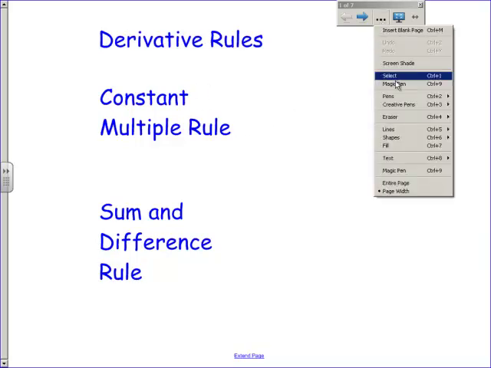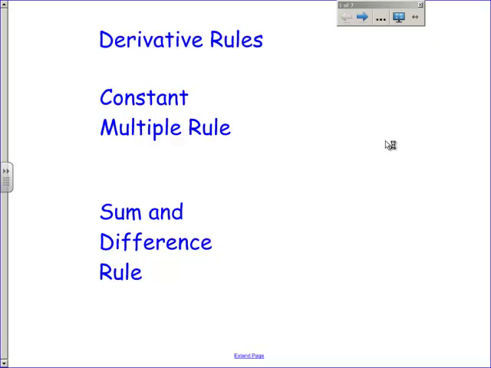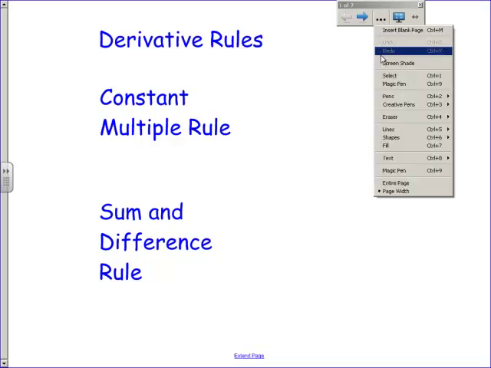Today we're going to learn some derivative rules and a few special derivatives, at least when you encounter these special cases, what you should do.